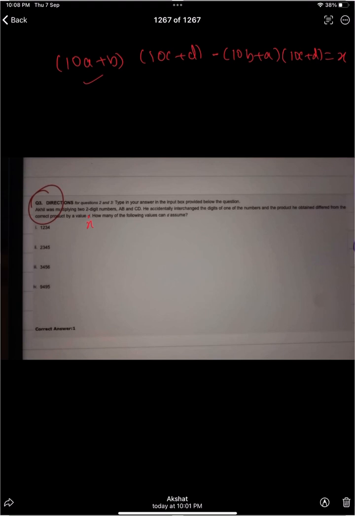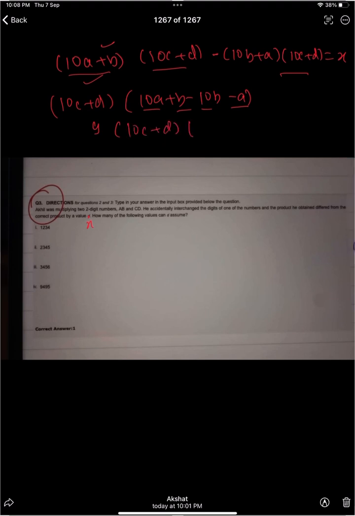When we subtract, we can see that 10C plus D is common. I have supposed that he made the mistake in this number, so you can take out 10C plus D. Now this will be 10A plus B minus 10B minus A, so this will be 9A and minus 9B. So 9 can be taken out common and we can write this as (10C plus D) into 9 times (A minus B), and this is equal to X. So one thing is clear, that the number will be a multiple of 9.